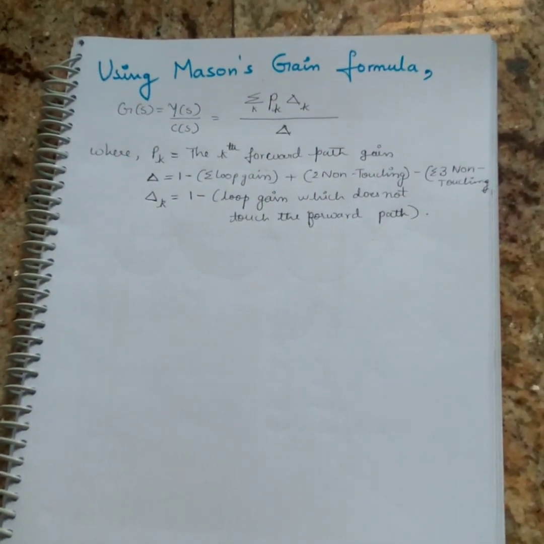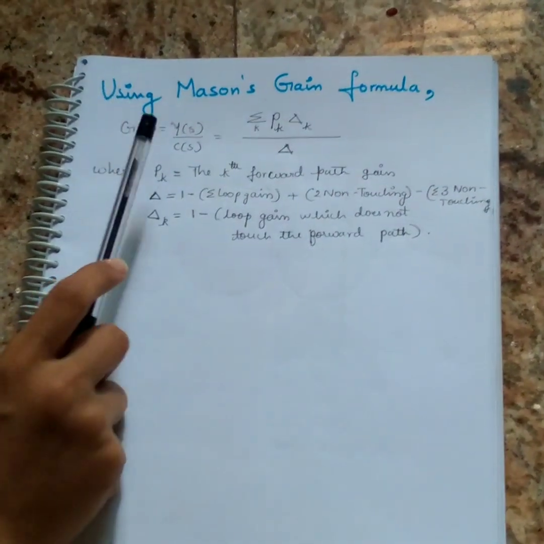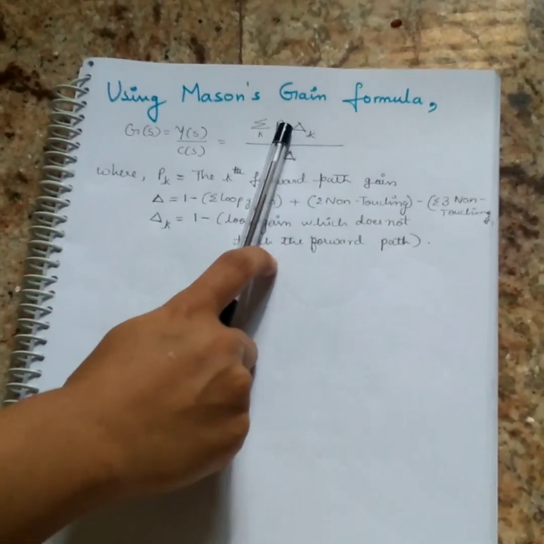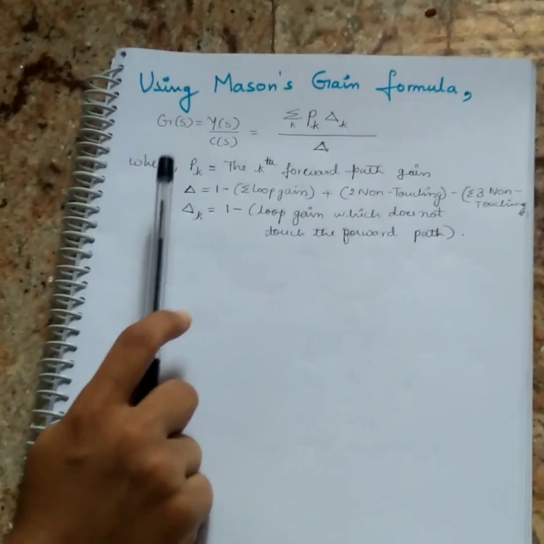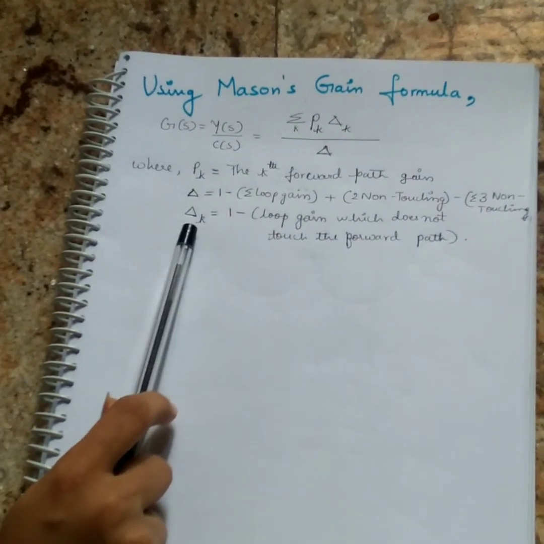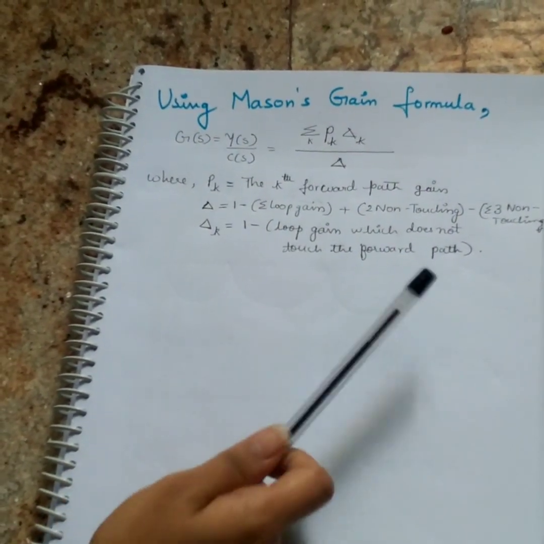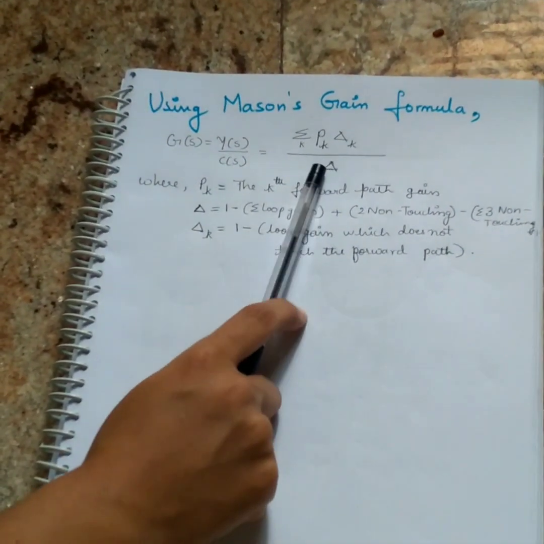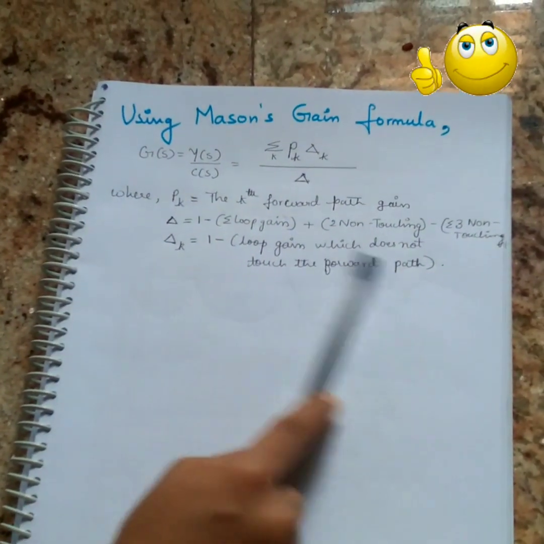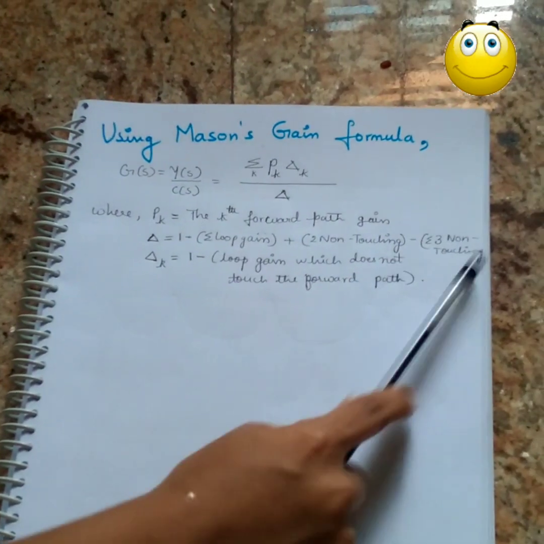Now for this we have to use Mason's gain formula. Mason's gain formula tells us that it is the summation of Pk delta k by delta, where Pk is nothing but the kth forward path gain, and delta k is 1 minus the loop gains not touching that path, and delta is nothing but 1 minus the sum of loop gains plus the two non-touching loops minus the three non-touching loops.